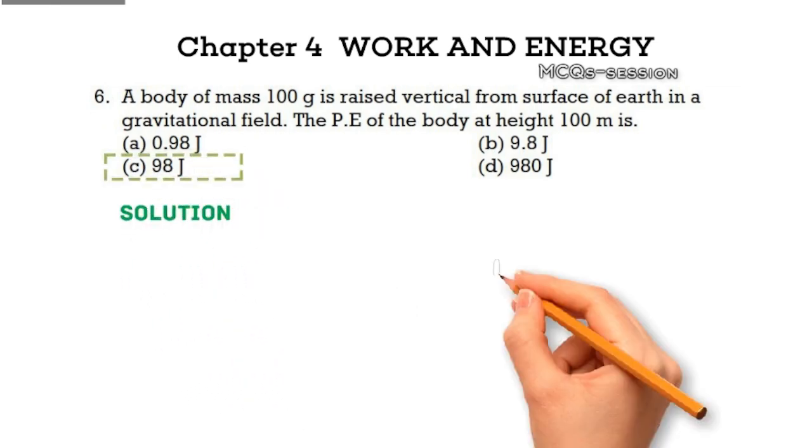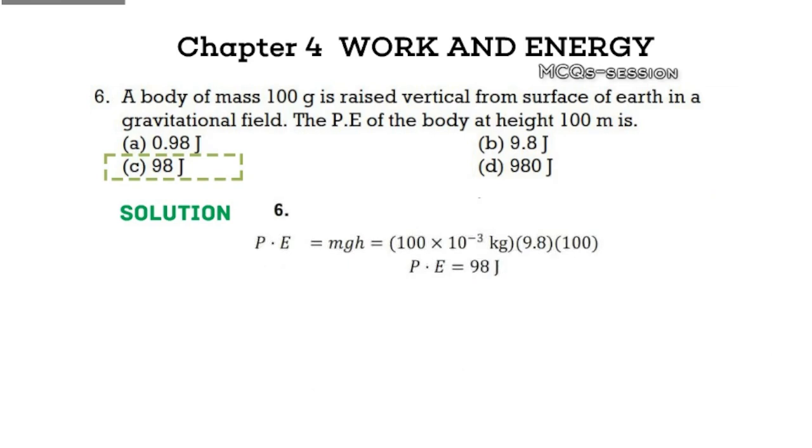Explanation: potential energy is calculated as mass multiplied by gravitational acceleration multiplied by height. Converting 100 grams to kilograms, which is 100 times 10 to power minus 3 kilogram, the calculation gives 98 joules.